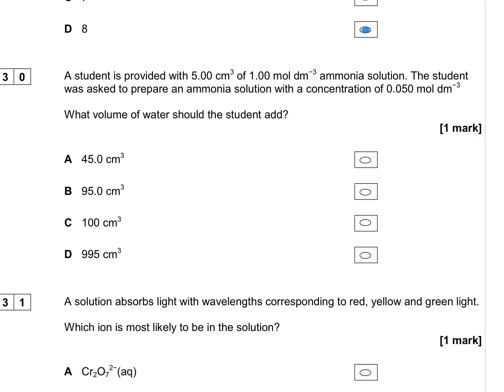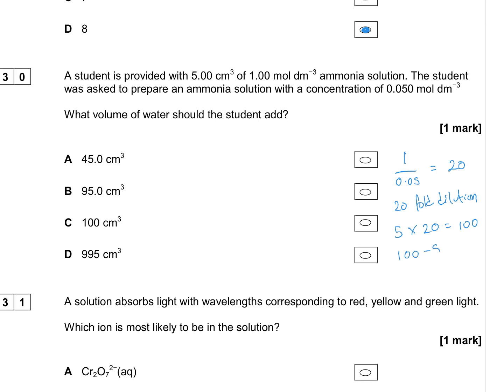So for question 30, you're asked what volume of water you need to add to give the desired new concentration. There are many ways of doing this, but I think the easiest way is to work out what fold dilution you're doing. If we're going from 1 molar to 0.05, that would be a 20-fold dilution. So we want it to be 20 times weaker, or 20 times more dilute.